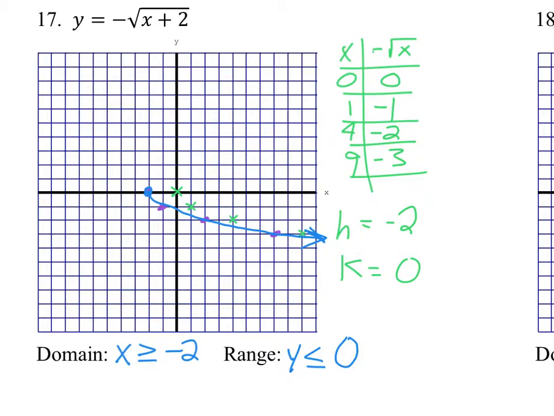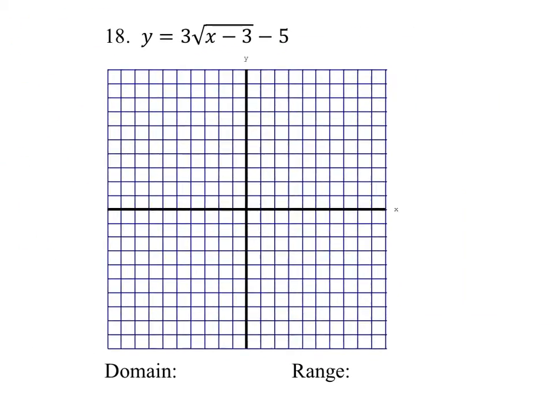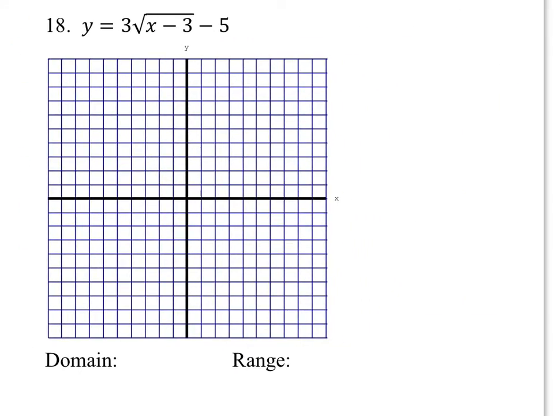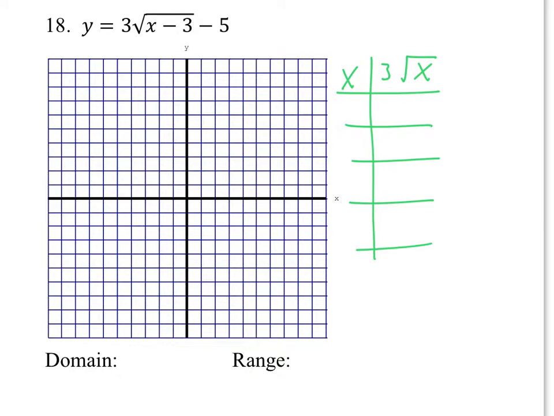domain and range there. 18, same sort of thing, but we've got kind of a full complement of a, h, and k. Again, my table would actually be 3 square roots of x with 0, 1, 4, and 9 again. So we square root the x, and then we multiply by 3. Of course, 0 times 3 is still 0. 1 times 3 is 3. 2 times 3 is 6. And 3 times 3 is 9.